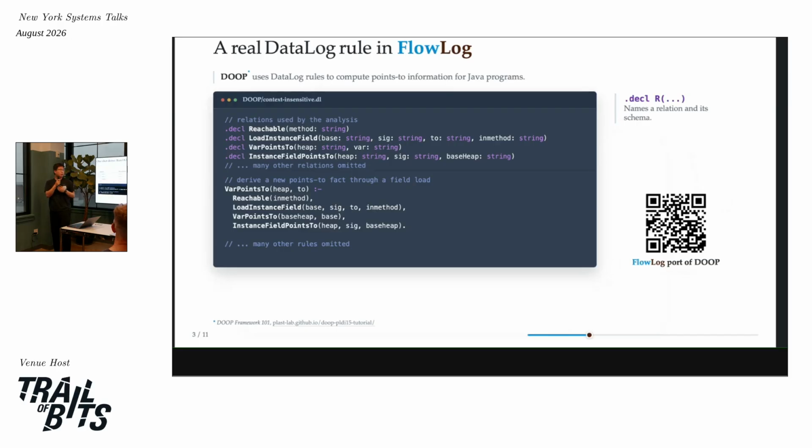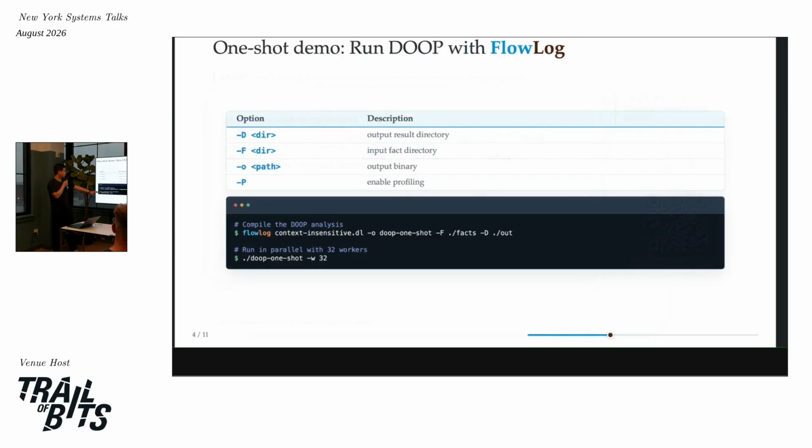So we know how to write a Datalog program, and then comes the question: how do we run the program? Here is the first demo, running in one-shot mode. Here Flowlog behaves just like a normal compiler. We take a Datalog program, point the compiler to the input and the output, and compile it. Then we can run the generated executable in parallel.